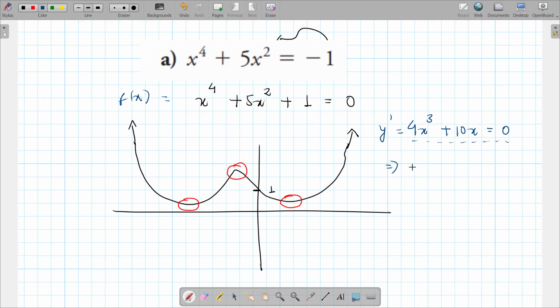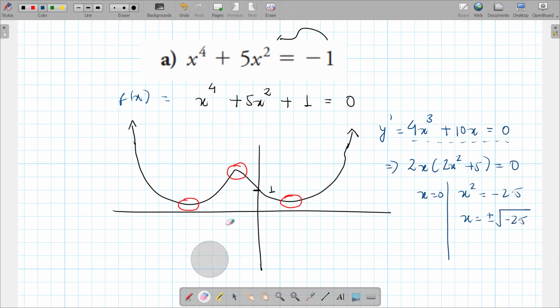To solve this, factor. You can pull out 2x, and you're left with 2x squared plus 5 equals 0. So this means there's a turning point at 0, and then a turning point at, no, the other one is invalid. You can't have the square root of a negative number. So we know for a fact that there is a turning point at x equals 0, which is where the y-intercept is, in fact.